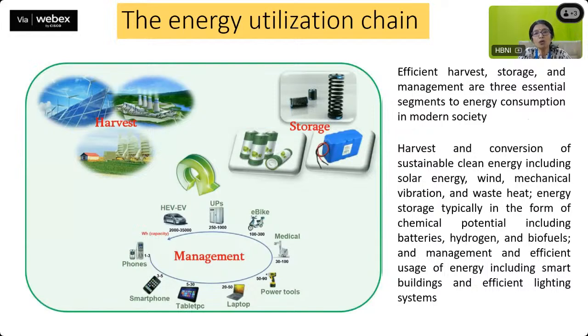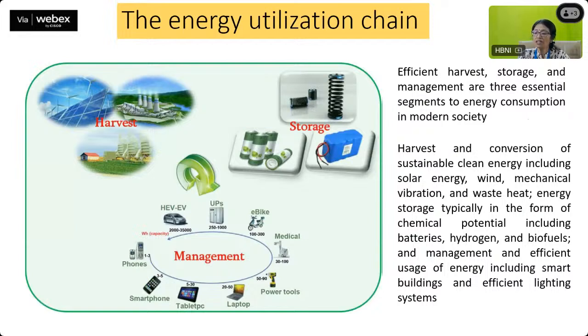So now this is basically the idea of all the different things which are there in electrochemistry, which we will now build up. All these things you have heard many times at different levels, sometimes in your high school, sometimes in your undergrad studies, sometimes in your postgrad studies, from all people from different backgrounds joining this class. So now we are going to build on whatever we have done. So now let's look into the energy utilization thing. Why is it so important to have all these different batteries and storage systems? Efficient harvest, storage and management are three essential segments to energy consumption in modern society, and I'm sure all of you will agree with it.